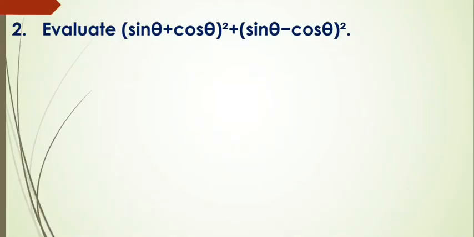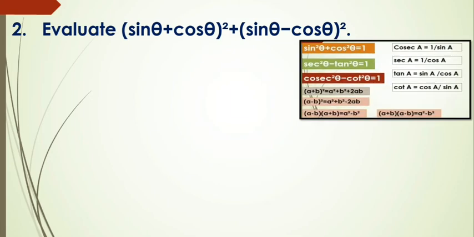Now see the second problem. Evaluate sin theta plus cos theta whole square plus sin theta minus cos theta whole square. Just see the formulas which we discussed previously. By which formula can we start? Here sin theta plus cos theta whole square is there. That means clearly it is in the form of a plus b whole square, and the other is in the form of a minus b whole square. Let's start from this.